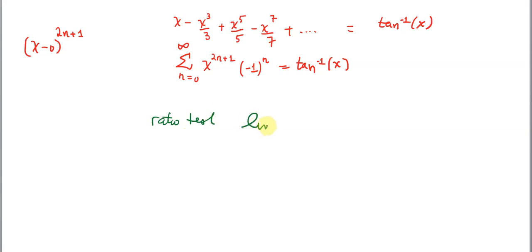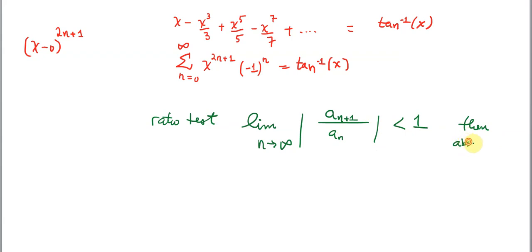So the ratio test says: if the limit as n approaches infinity of the absolute value of a sub n plus 1 over a sub n is strictly less than 1, then you have absolute convergence of the series. So what values of x? Well, let's test this out.